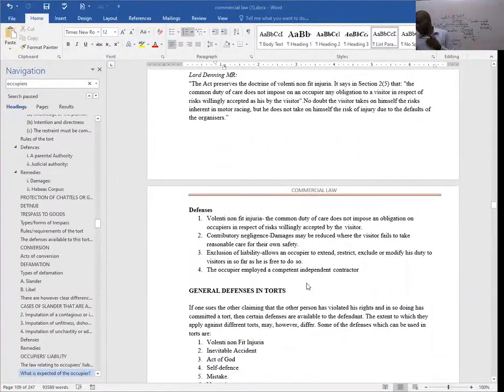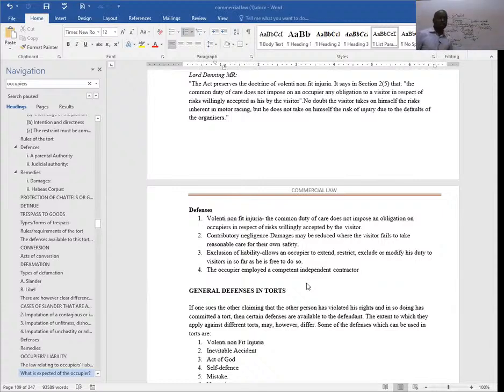So we can look at the defenses. What are the defenses under occupiers liability? Because the key thing here, as I told you, under the law of tort, is that you need to understand the tort itself. After understanding the tort itself, be able to set out and explain some of its essential characteristics. Then of course, also understand the defenses an accused party can use in case he has been accused of such a tort.